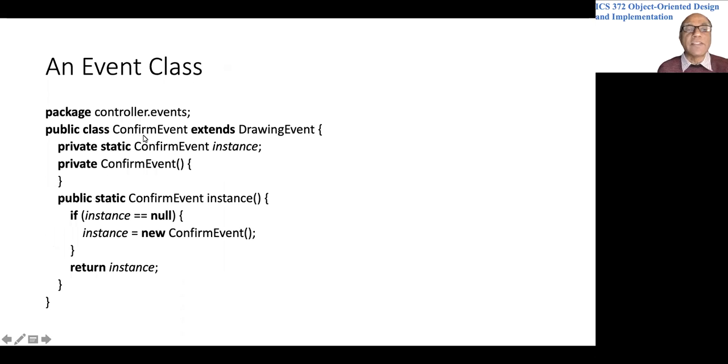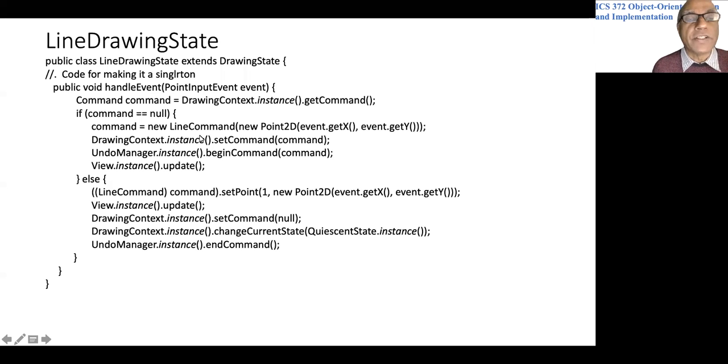There are a number of events. This is an example of an event when we are confirming that this is the last vertex. We generate this event. This is actually generated on the GUI by pressing the enter key, but that is not of concern here. It is a singleton, as you can see here. Let's now look at the line drawing state, which gets executed when we are drawing a line.